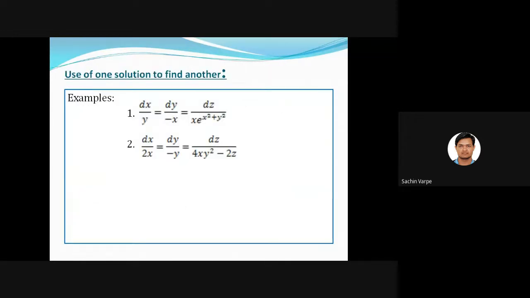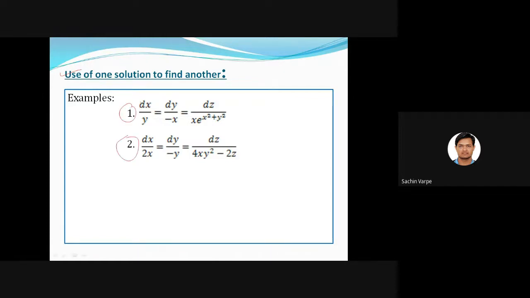Then next is the use of one solution to find another. That means from the method of grouping, if we get one solution and we are unable to consider two groups such that the third variable is eliminated to get the second solution, then how do we get the second solution? That is what we have discussed in this.